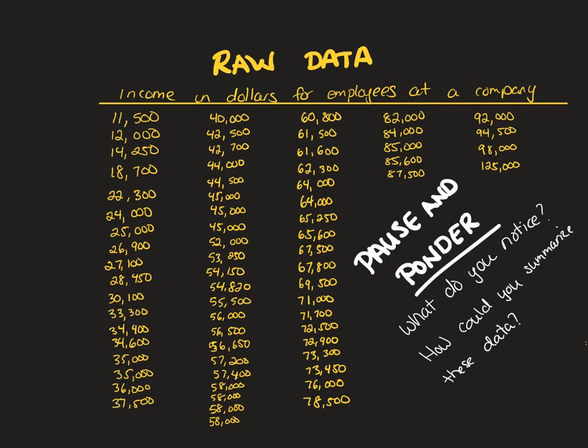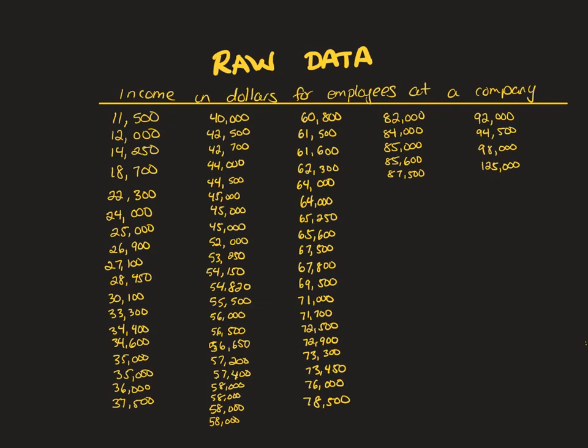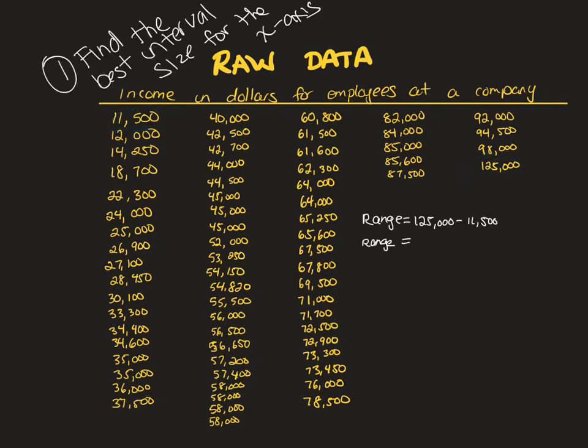Pause here and look for patterns and try to think about how you would summarize the income listed in this data set. The first thing you might look at is the lowest number relative to the highest number so that you can establish the range. We get 125,000 minus 11,500, which gives us a range of 113,500.